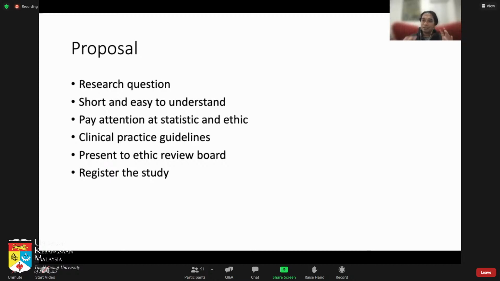So the proposal phase is important, and make sure your proposal is short and easy to understand. And again, when you present to the ethics committee, make sure you emphasize whether it is ethical or not ethical to do this study in a patient.